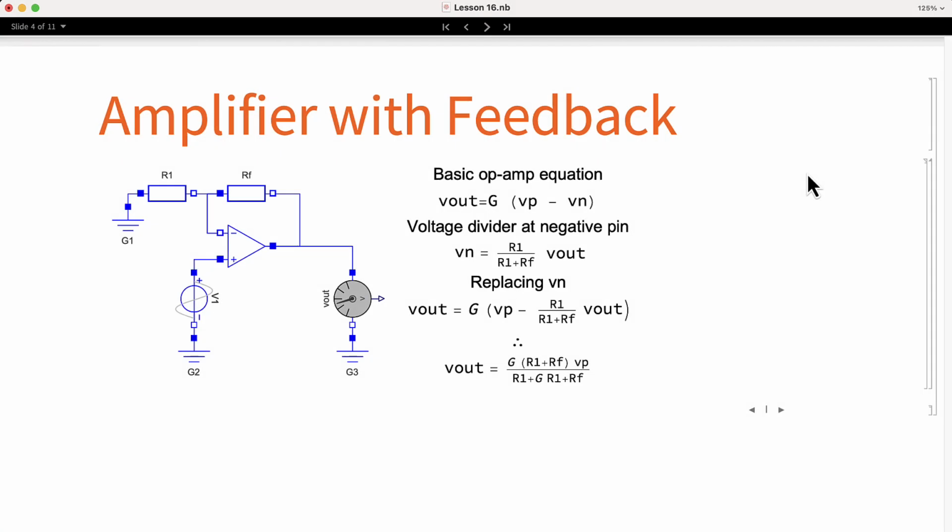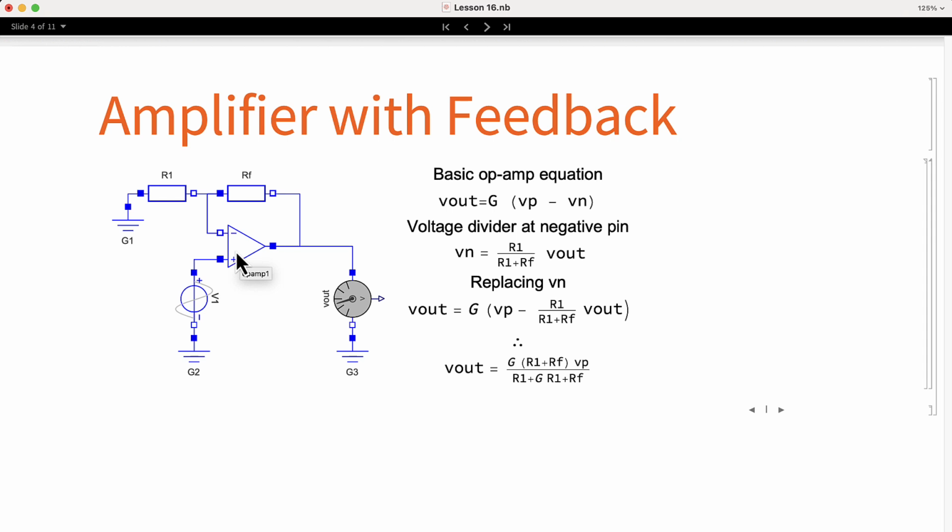Now let's try to build an amplifier with feedback, like the one in the last lesson, but now with electric components. In the diagram, we can observe that we have a voltage V1 connected to the positive input of the op-amp. The output is connected to a voltage divider formed by resistor RF and R1. The middle of the voltage divider is connected to the negative terminal. In this case, since the negative pin is connected to a voltage measurement device, the current that flows into the negative and positive pins is negligible and it does not affect the voltage divider.